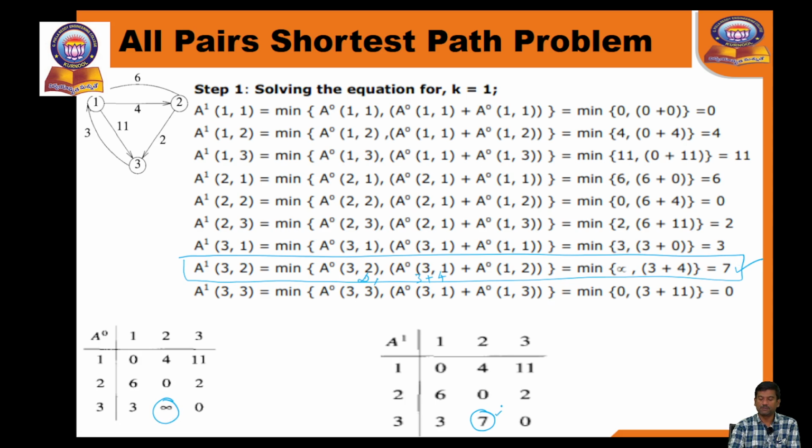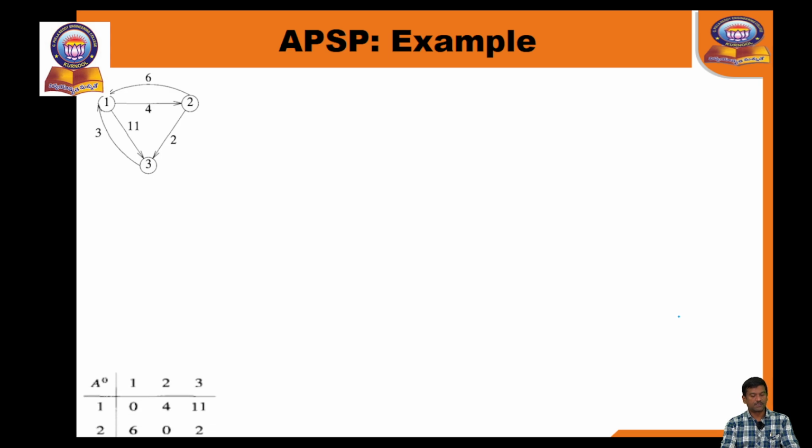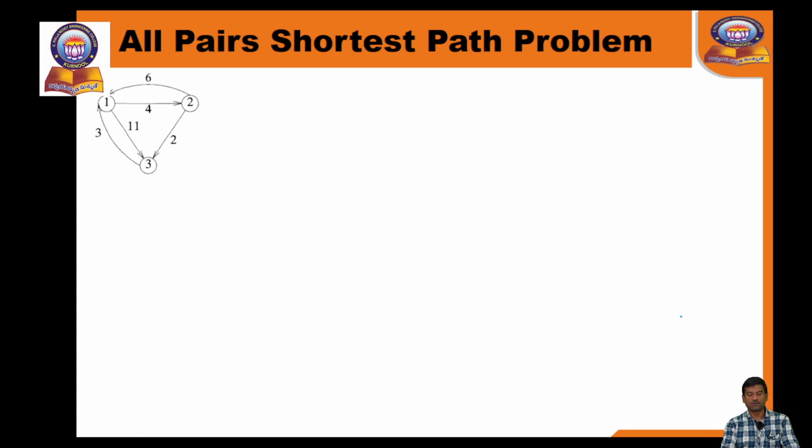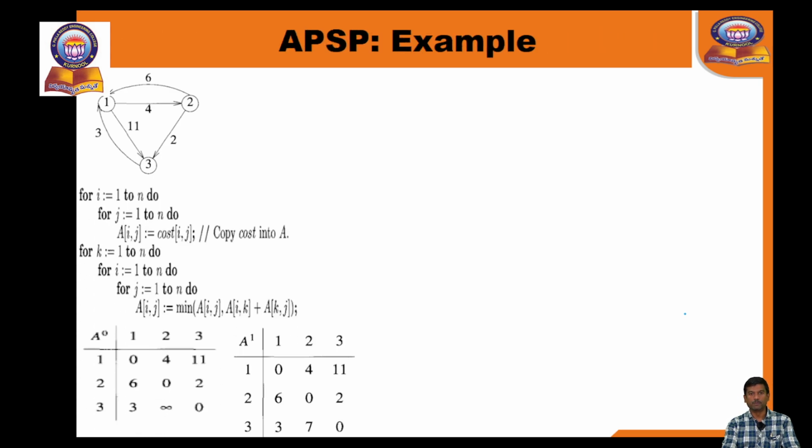So A of 3 2, which is equal to 7, and the remaining values are unchanged, and this process goes on. So here we are considering at the first stage k equal to 1. The previous stage is the cost adjacency matrix, and k equal to 1, and this continues. That is when the value of k is equal to 2.